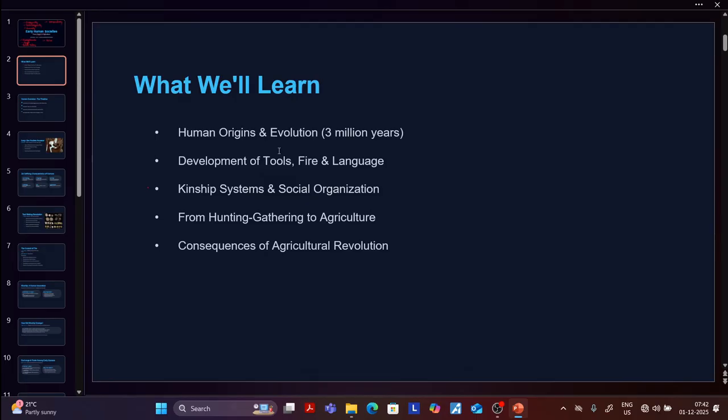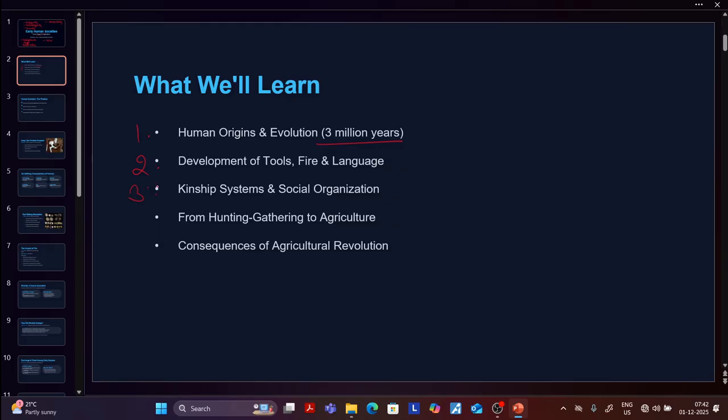What we will be learning, the roadmap for today. We have five major themes. First, human origin and evolution. We are covering 3 million years of biological evolution. How did we go from ape-like creatures to modern humans? What drove these changes? Second, the development of tools, fire, and language. How technology and symbolic communication transformed what humans could do and think.